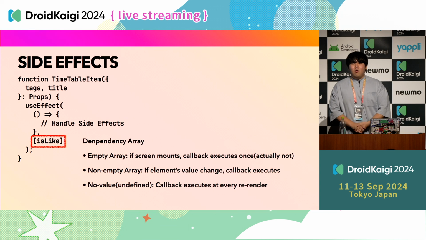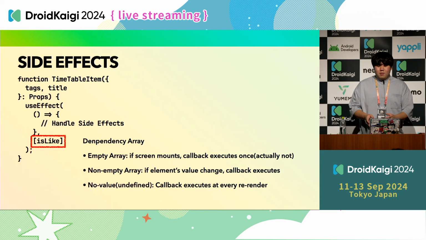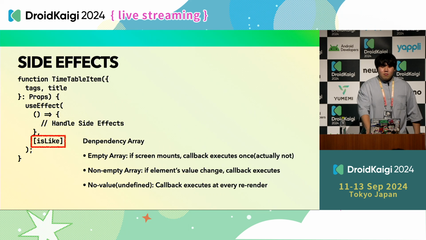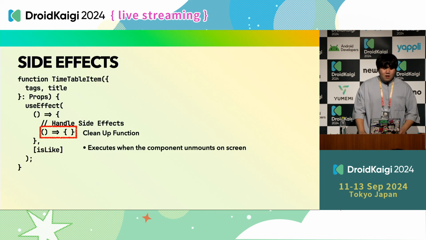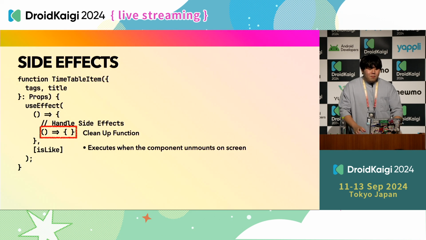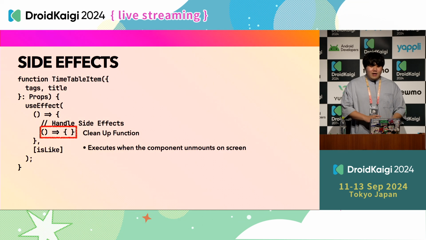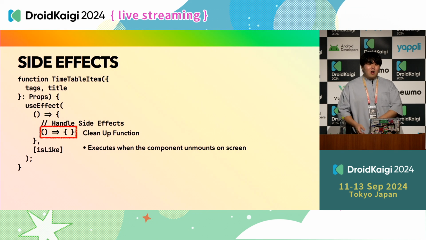But there's only one thing left. What if we want to trigger a side effect when the screen is dismissed or the component is unmounted? A cleanup function is executed when the component is unmounted from the screen. This is done by defining the cleanup function as another callback function inside the main callback.